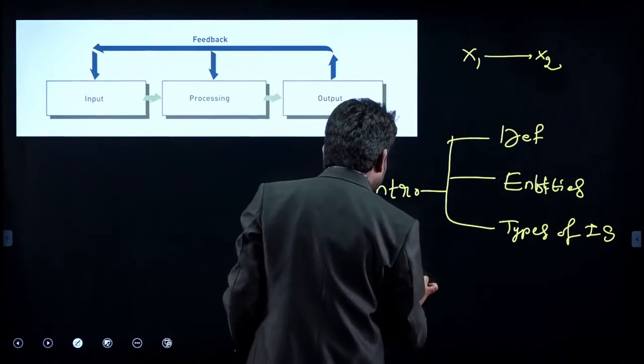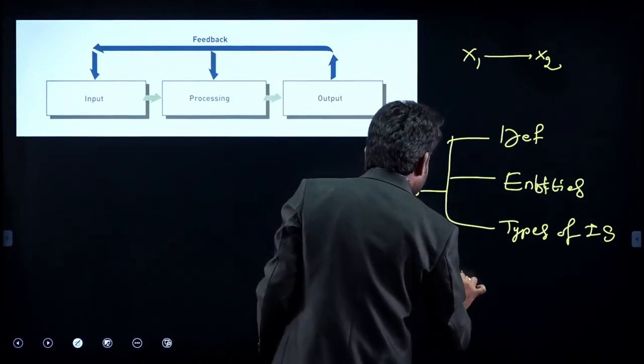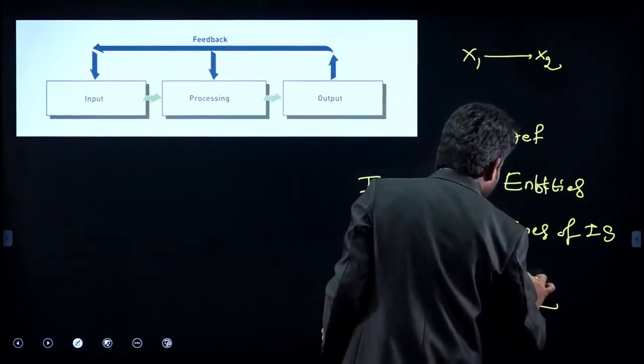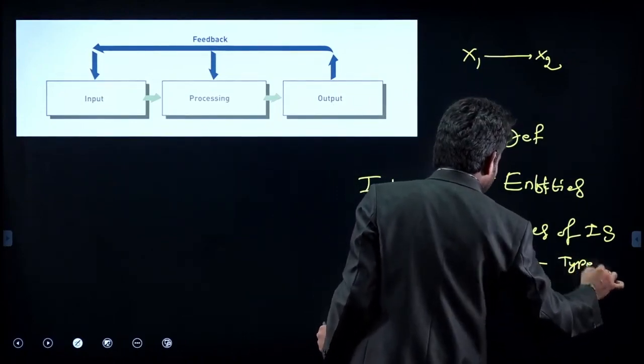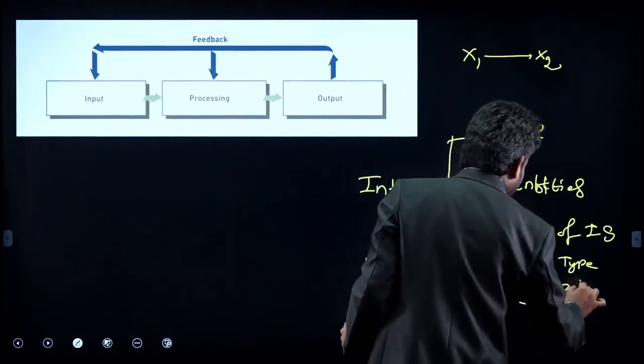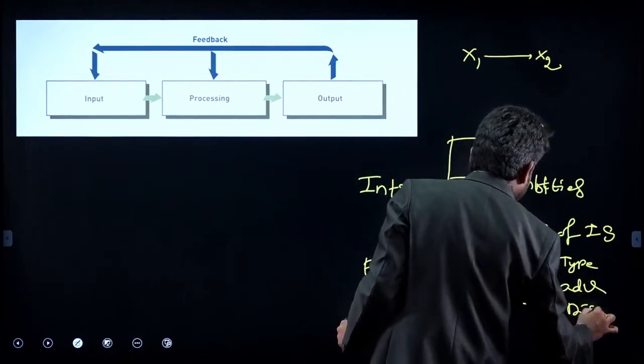And what is the other part you need to learn from information system? That is e-commerce. Here, what are the different types of e-commerce? That is B2B, B2C, all these things. And what are the advantages of e-commerce? What are the disadvantages of e-commerce?